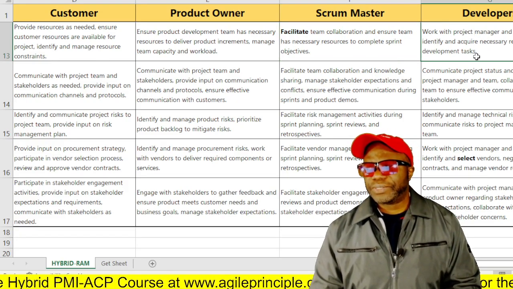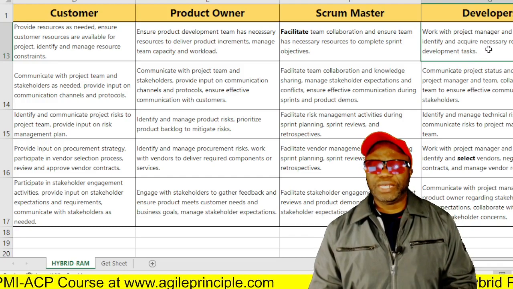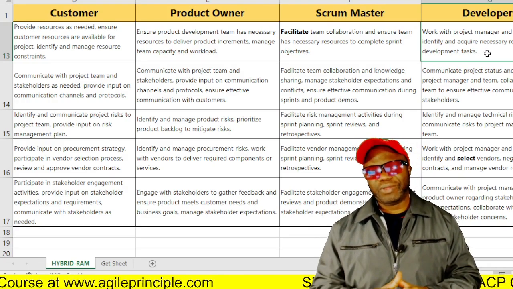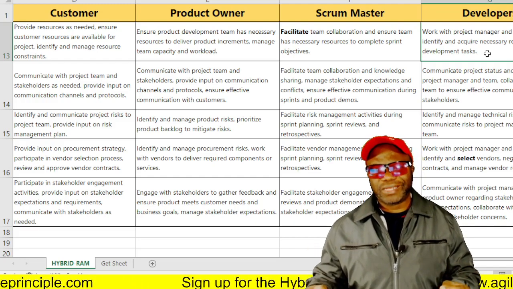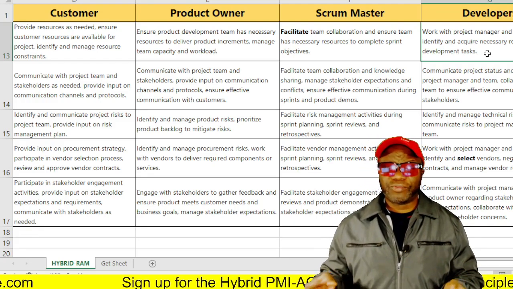All right, the developers, they work with the project manager and the team where there is a project manager. Remember, this is a hybrid environment. It's heavily matrixed. So I'm providing you with context that you can take back to the real world and use.